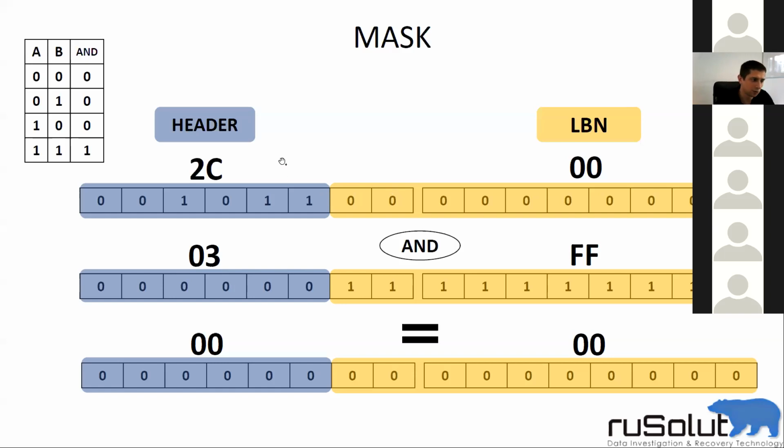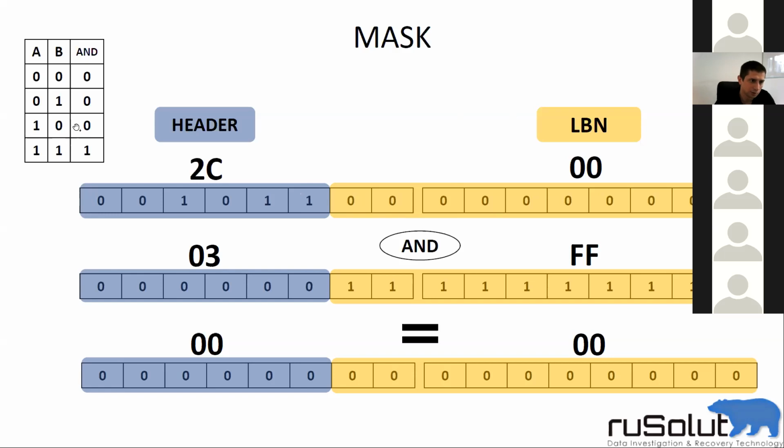Because, for example, normally the very first LBN, very first block, has LBN 2C00. It's typical for this controller. Very first LBN had this number. And you can see that the LBN part is actually 0 here, and this header part has some data. So with the mask, we want to zero this header part and not change the LBN part.